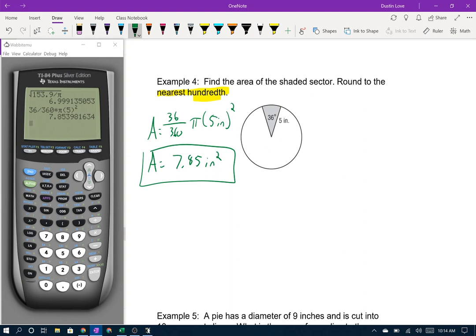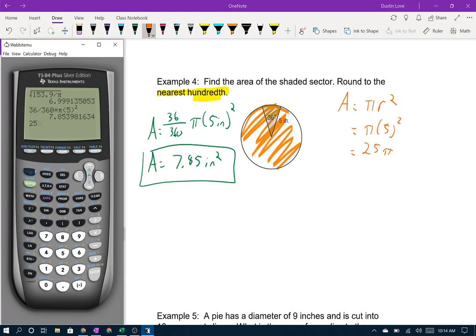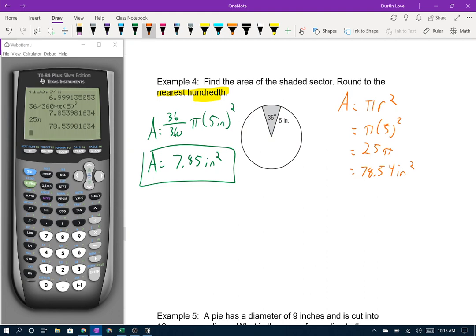Now, to drive home a point here, here's what I want to do. I want to find the area of the entire circle. Okay, so I'm going to highlight this whole thing in orange. Area of the whole circle is just pi r squared. So that's pi times 5 squared, which is 25 pi. And then 25 pi is 78.54 inches squared.